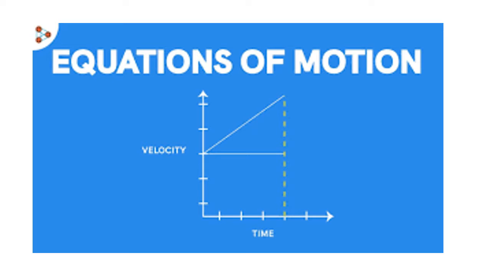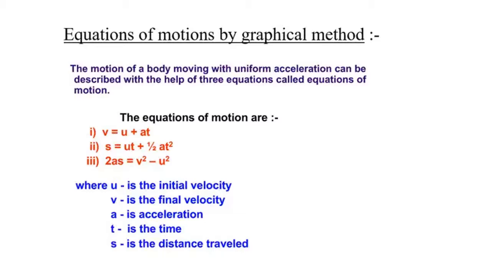So that means we will be studying a few of the equations related to motion by using the graphical method. By studying the equations of motion by the graphical method, it is possible to relate velocity, acceleration, and the distance covered in a certain time interval by a set of equations known as the equations of motion. If a body is moving with a uniform acceleration, its motion can be described with the help of three equations.